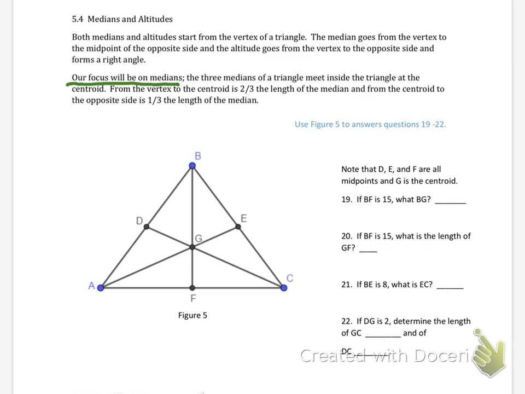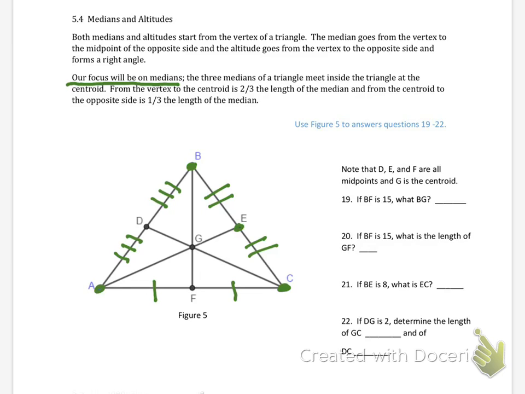So in figure 5, what is happening is you have 3 medians inside this triangle. The first median is BF. A median, by definition, starts at a vertex and divides the opposite side in half. Another median starts at A and goes to E, dividing that opposite side in half. And this third median starts at C and goes to D and divides this into 2 equal pieces. So this is what's happening with the median.